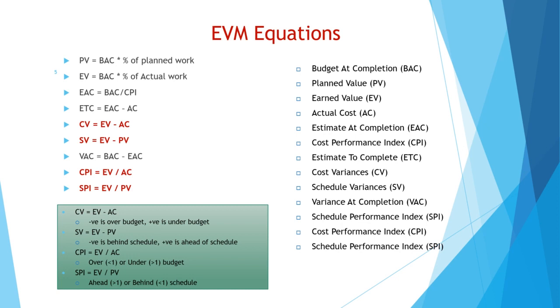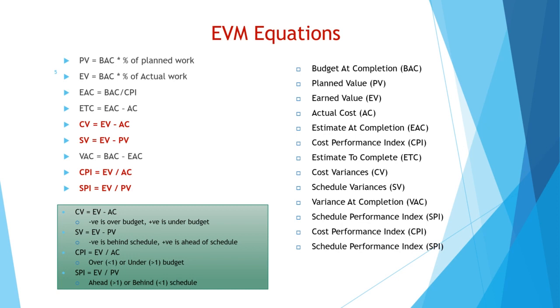schedule variance equals earned value minus planned value, variance at completion equals budget at completion minus estimate at completion, cost performance index equals earned value divided by actual cost, and schedule performance index equals earned value divided by planned value.